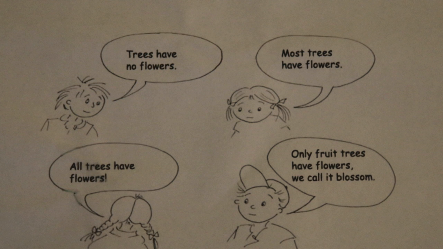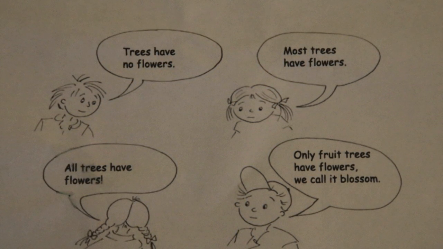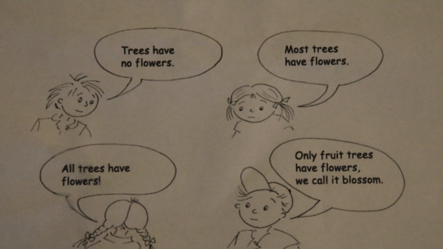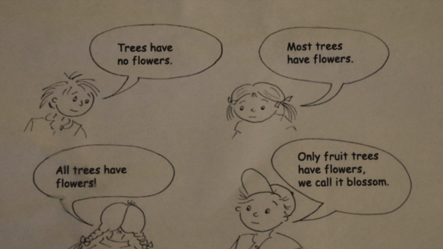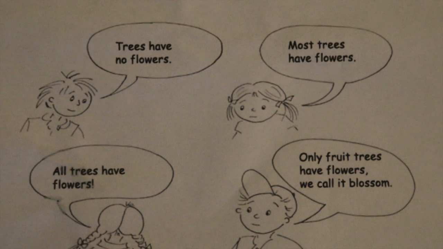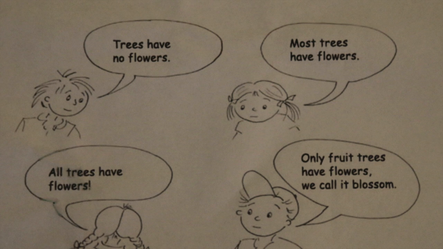which statement they agreed with the most. The first statement was, trees have no flowers. The second statement was, most trees have flowers. The third statement was, only fruit trees have flowers, we call it blossom. And the fourth statement was, all trees have flowers.